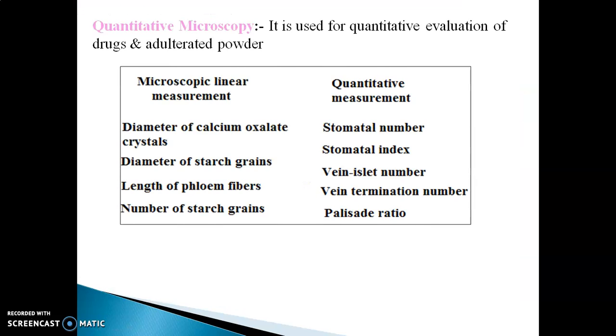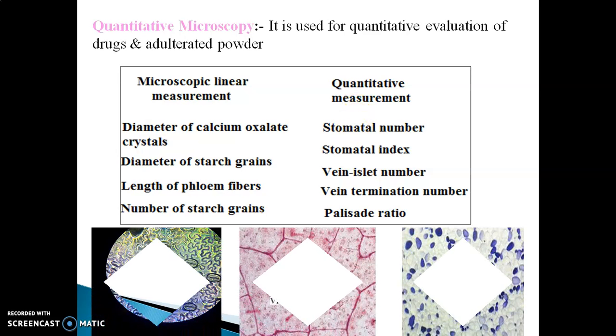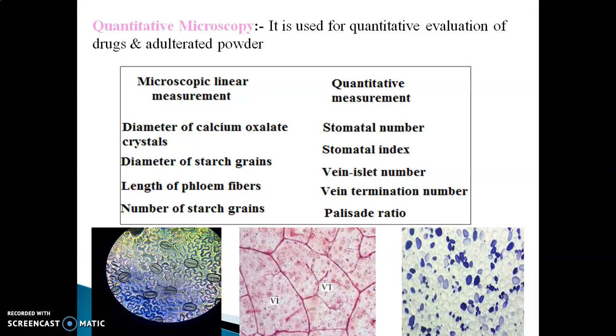This method also includes quantitative microscopy, which covers microscopic linear measurement and quantitative measurement. Microscopic linear measurement includes determination of the diameter of a calcium oxalate crystal, the diameter of a starch grain, and the length of phloem fibers. Quantitative measurement includes stomatal number, stomatal index, vein islet number, vein termination and palisade ratio. These are the images related to the microscopic or quantitative microscopical evaluation.